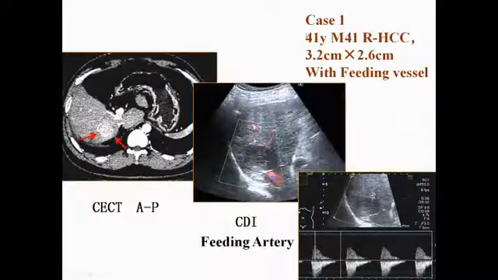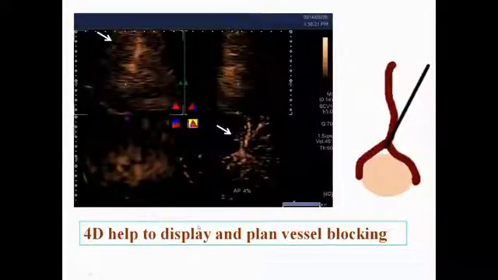So I have a case here. Here is a 41-year-old patient. The recurrence new tumor size is 3.2, with a feeding artery on CT. We can see the feeding artery here, and then we use the color Doppler. Maybe here is the feeding artery, so we can get the pulse wave in here. So we use the contrast ultrasound. It's 4D contrast ultrasound. We can see very clearly the feeding artery from here perfusing the whole tumor.